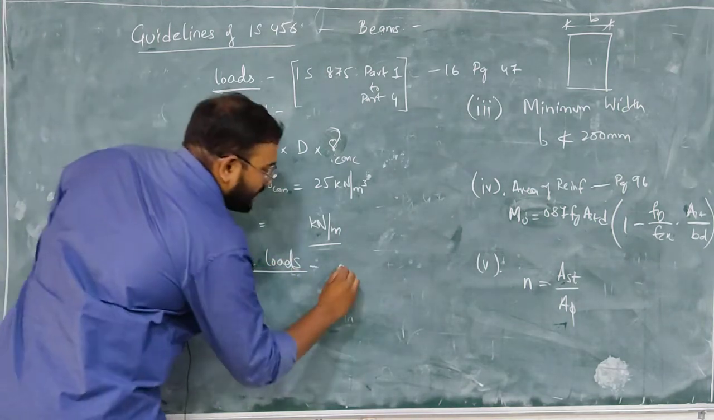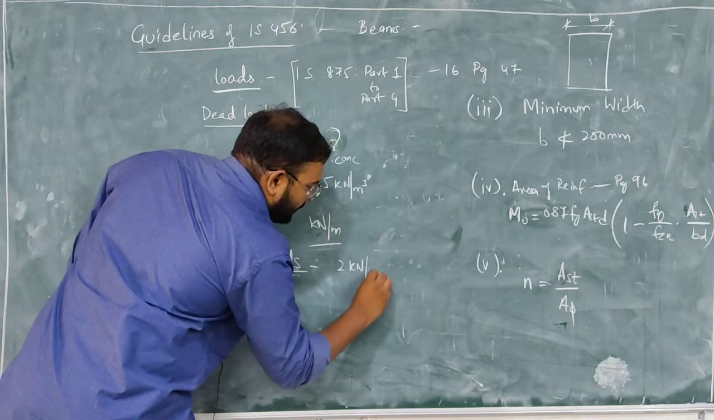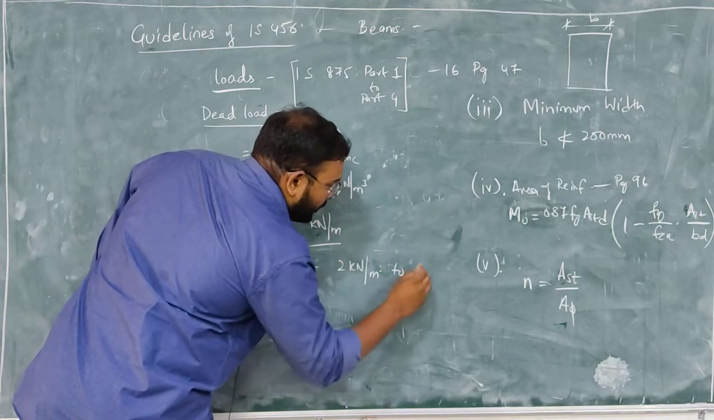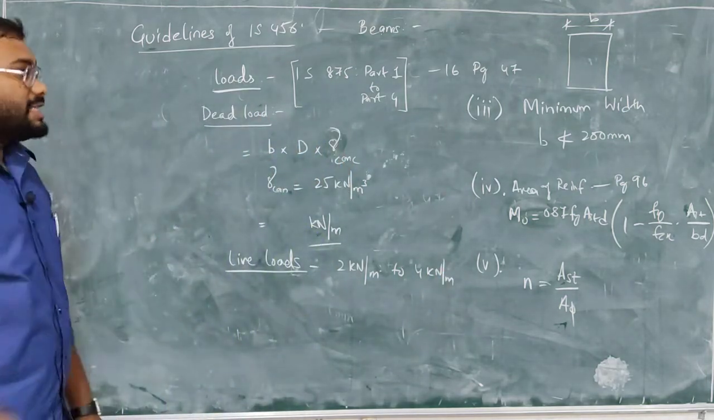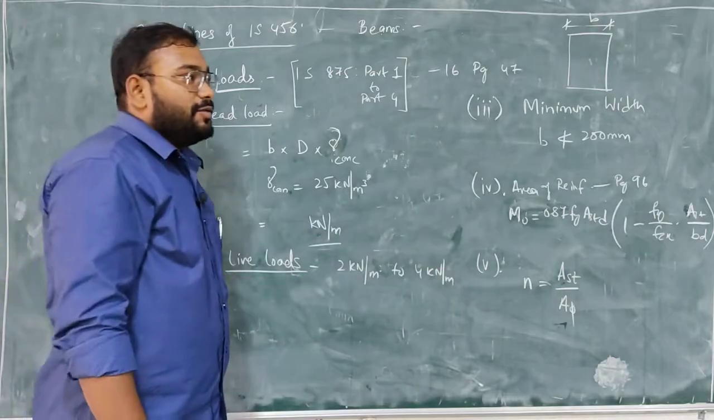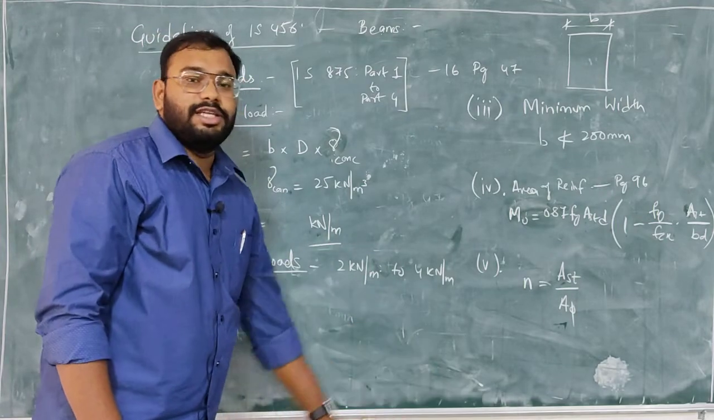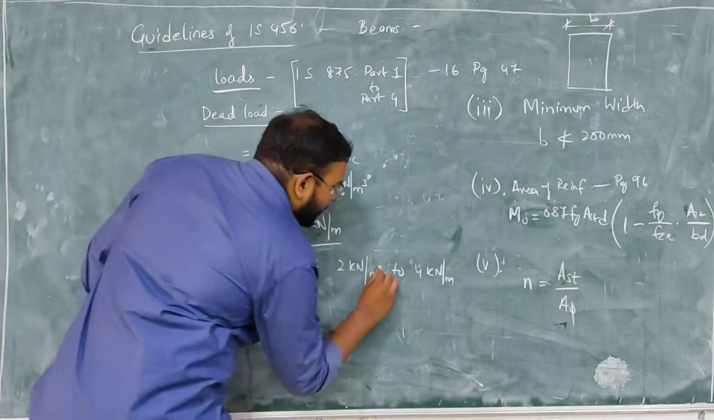Next you have live loads. Generally these values are assumed from 2 kilonewton per meter square to 4 kilonewton per meter square. As per IS 875, for different types of building you need to assume these values.